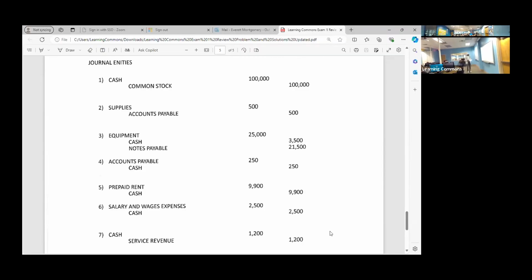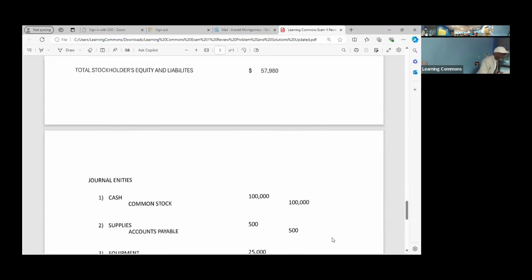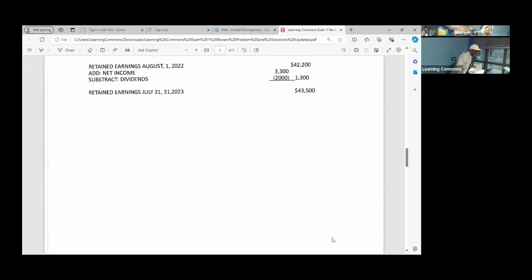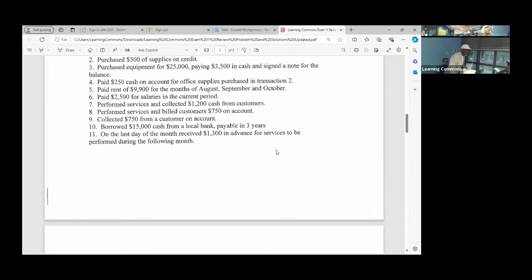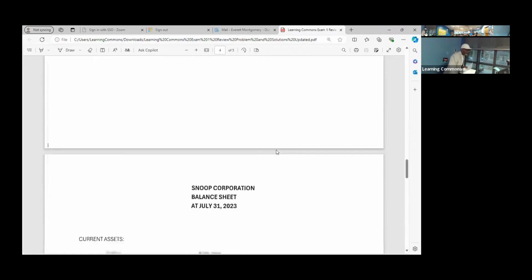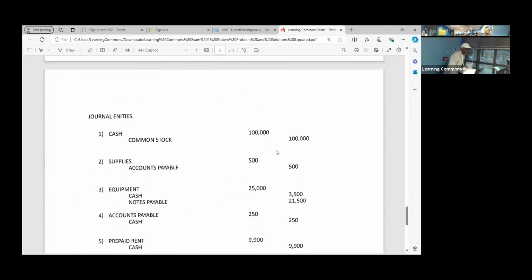So let's look at five. Five is something too. And let me pull this up for my folks up online. Let me pull it back up to five. Five said pay rent for the months of August, September, and October. So we're in July, right? So that means we paid it in advance.